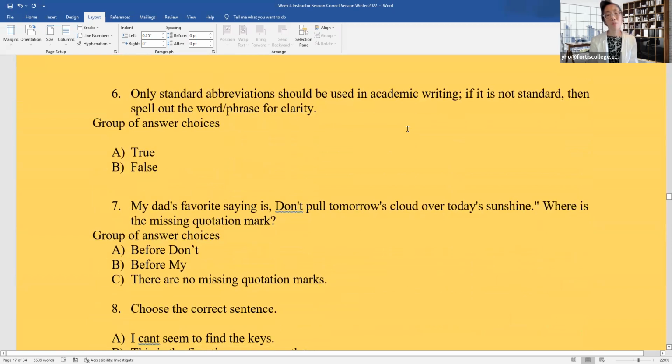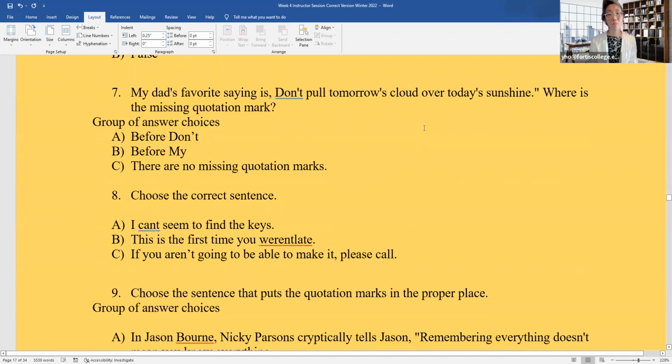Only standard abbreviations should be used in academic English writing. If it is not standard, then spell out the word or phrase for clarity. True or false? True. My dad's favorite saying is, don't pull tomorrow's cloud over today's sunshine.